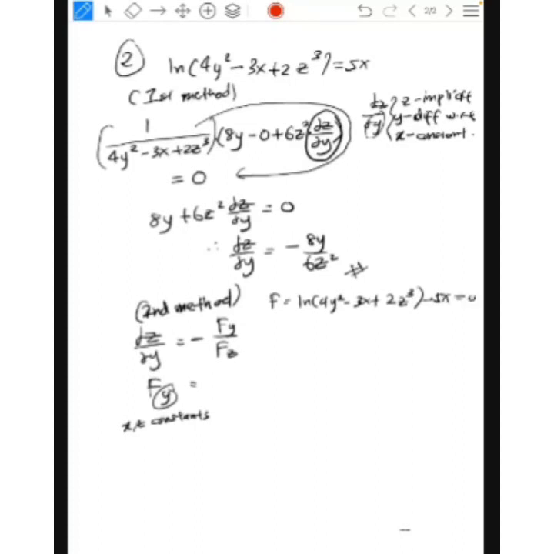So again, before you differentiate y, you have to differentiate the ln, which will have 4y squared minus 3x plus 2z to the power of 3. Okay, and then multiply, differentiate y, we have xy, and everything else is constant. So 3x is 0, 2z to the power of 3 is 0, 5x also 0. Okay, and then for fz, when you want to differentiate with respect to z, x and y are constants.